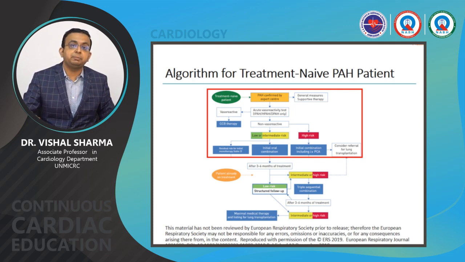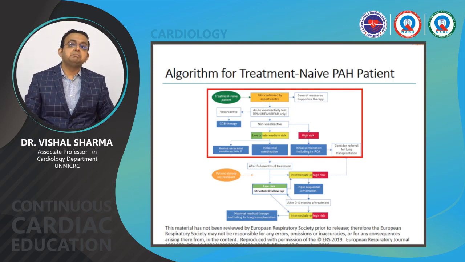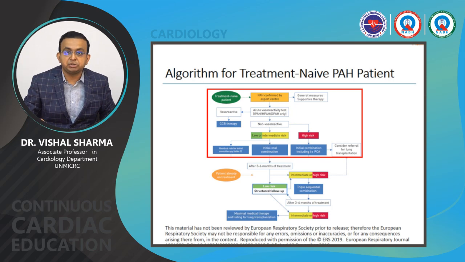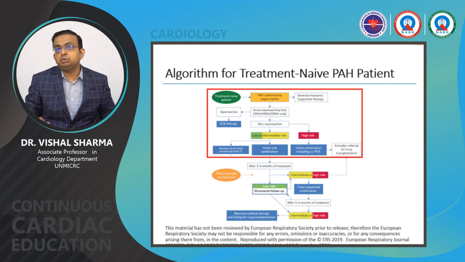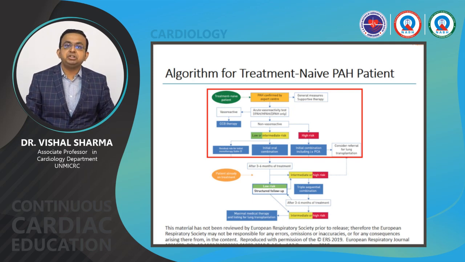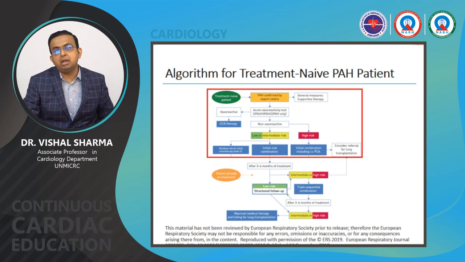But the important part, which has also been emphasized in the World Symposium Meet on Pulmonary Hypertension, is the reassessment of the patients. So after 3 to 6 months, you have to reassess the patients. Why 3 to 6 months? Because most of the registries, like the French registry, the Swedish registry, and the European registry, have clearly shown that most of these anti-PH drugs start acting within 3 to 4 months.